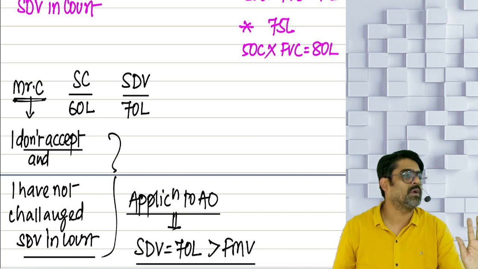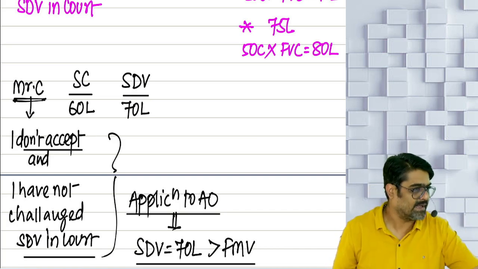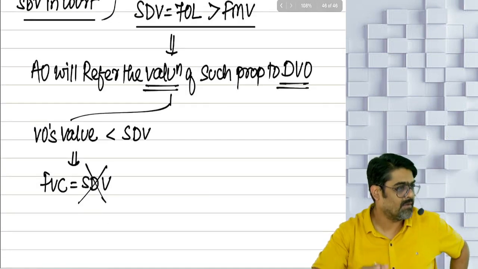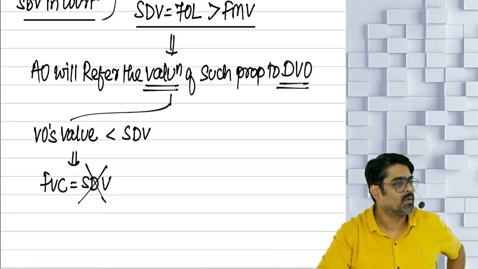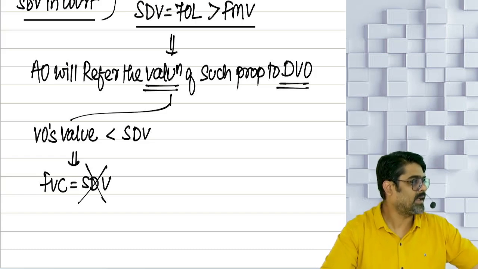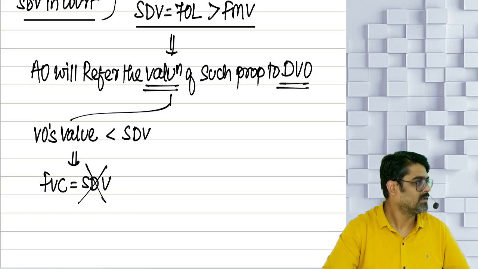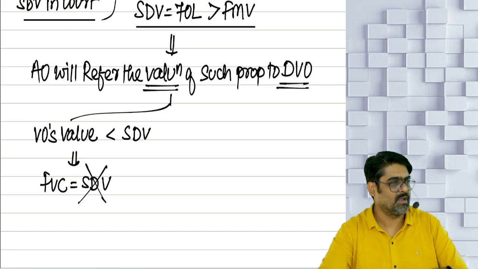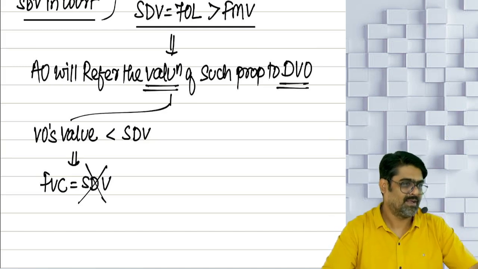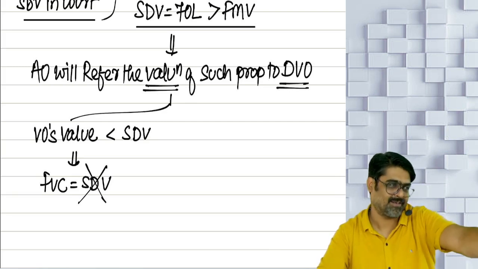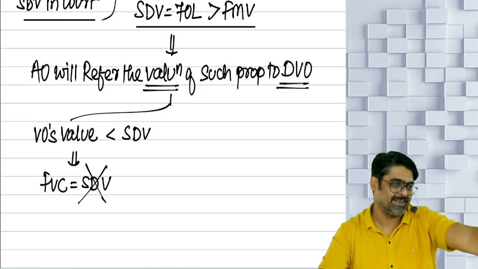Hence you are receiving what? Less than 70 lakhs. Yes or no? So we also got the property valued, and our valuation officer's value was 65 lakhs. Actually you are correct. The value of your property is less as compared to the stamp duty value because our valuation officer's value, 65 lakhs, is less than 70 lakhs. Yes or no? Meaning you are correct. We will not take 70 lakhs.